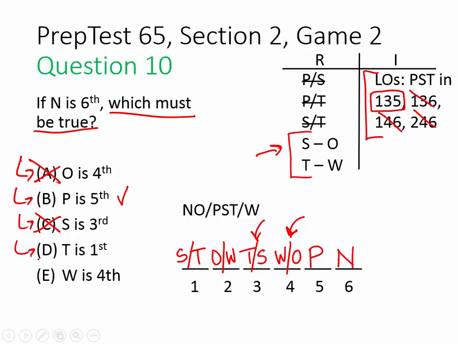D. T is in the first position. Again, might be true, but not necessarily true. And E. W is in the fourth position. Yet again, possibly, but not necessary. So B is the correct answer.